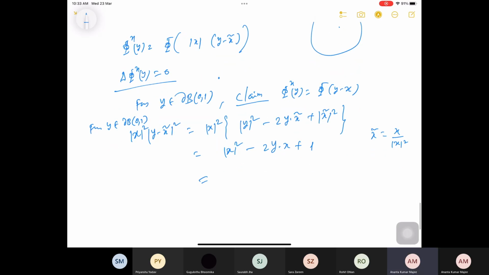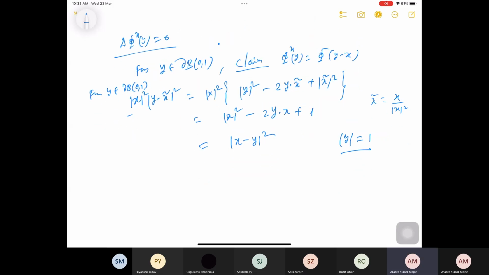Now this part, again |y| is equal to 1. From there, I can write down this is nothing but |x − y| squared. This is |x|² − 2x·y + |y|² is equal to 1. Since this square is equal to this square, that means I can say that phi of |x|(y − x̃), because phi is radial, is same as phi of y − x.